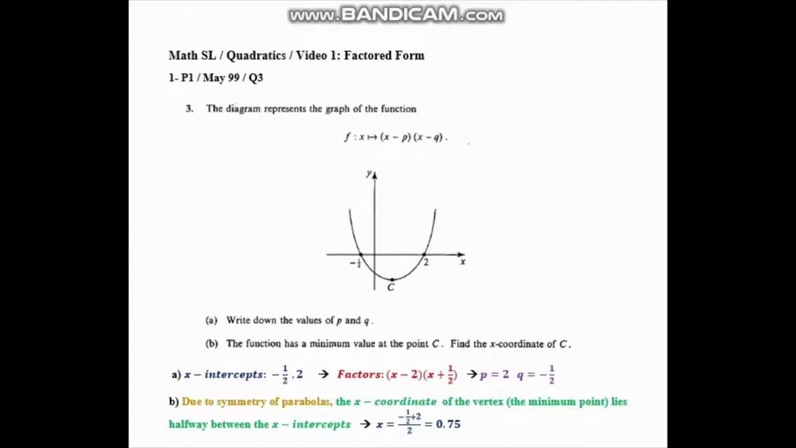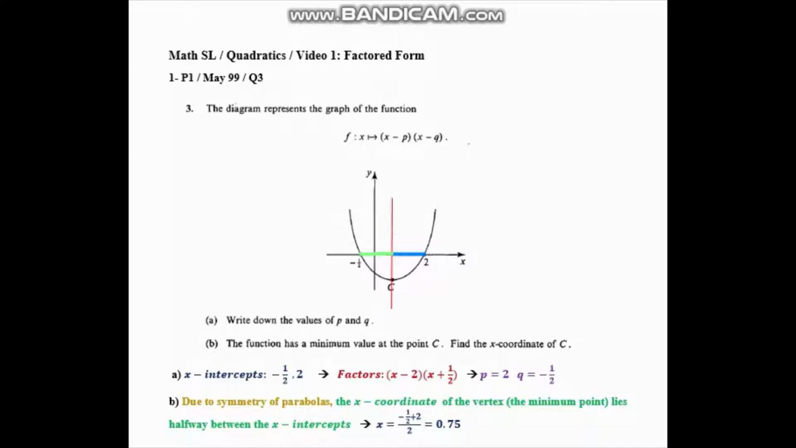Next, I'm required to find the x-coordinate of C, which is the minimum point in the parabola. So you should know that in any parabola, we have a property of symmetry. That means that if I draw a line down the middle of the parabola, I split the parabola into two identical parts. Hence, the distance between the minimum point and the x-intercept is the same for the right hand side and the left hand side.